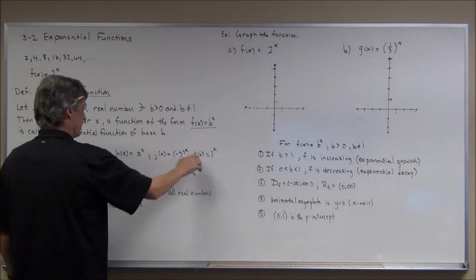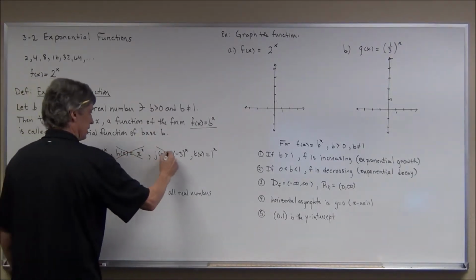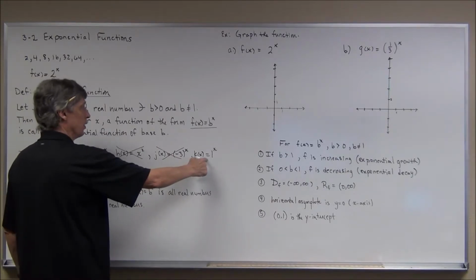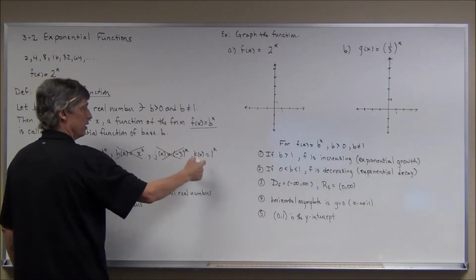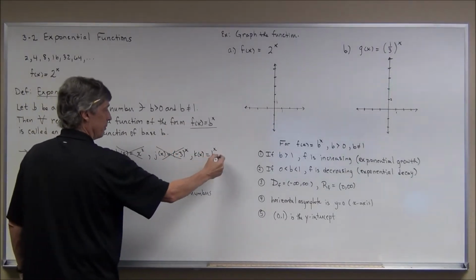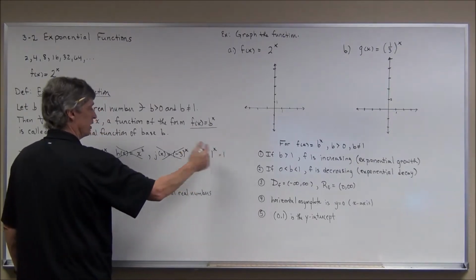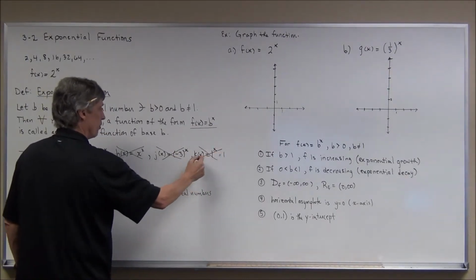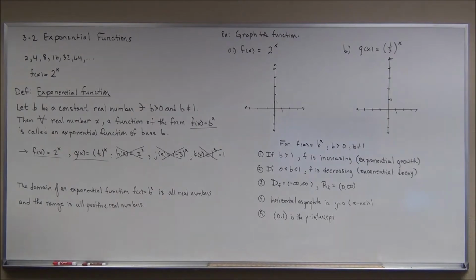And this one is not. So I'm going to X out this one, I'm going to X out this one, and I'm Xing out this one because b cannot equal 1. 1 to the x is the same thing as just 1, and that's a constant function, that's a horizontal line. So we'll throw him out as well. So these two guys are exponential functions.